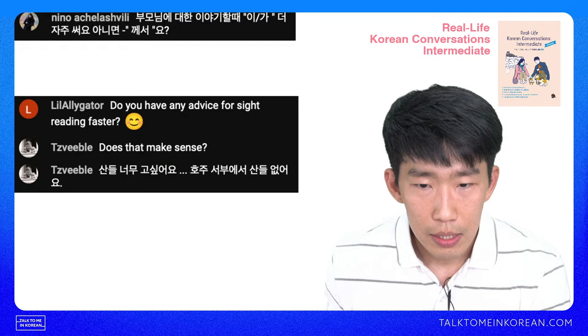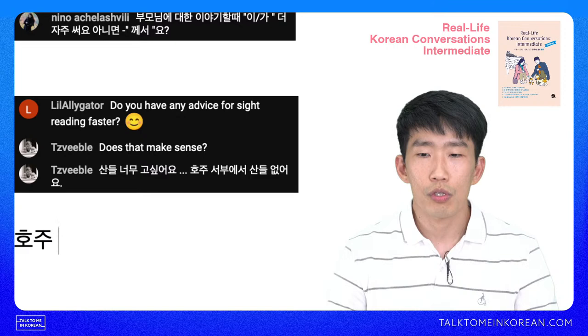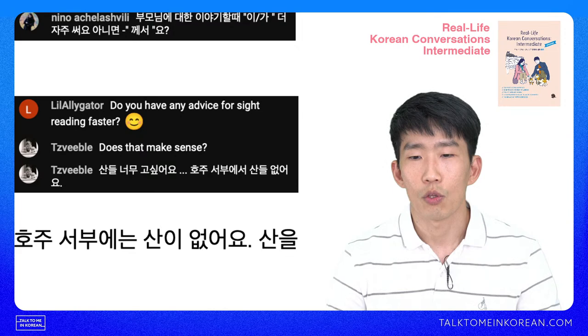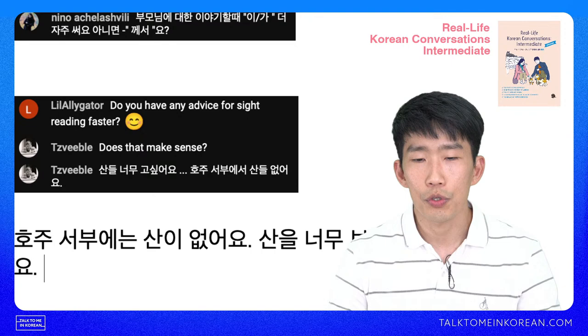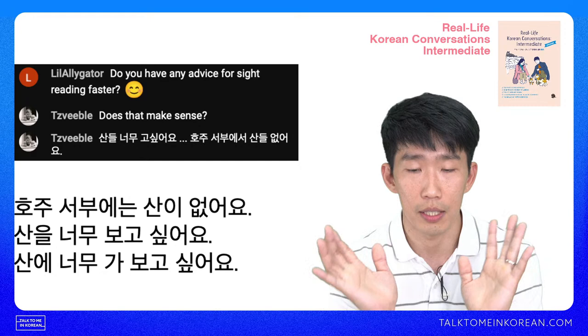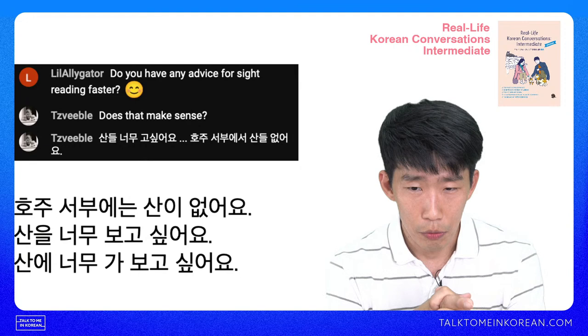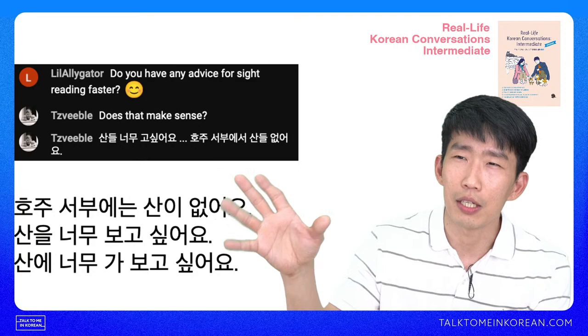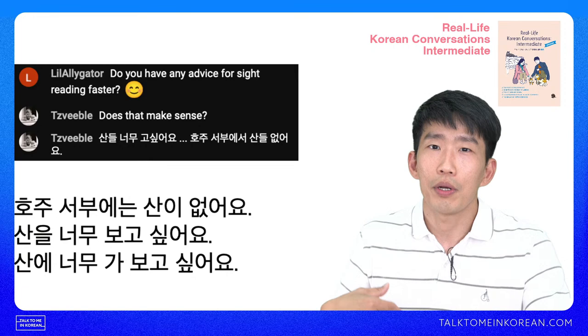And TZVBO says, does this make sense? 호주 서부에는 산이 없어요. 산을 너무 보고 싶어요. Or you can say 산에 너무 가보고 싶어요. You can say 가보고 싶어요 too because you are saying that in the west part of Australia, there are no mountains. You can say 가고 싶어요, but it'll sound like there are mountains to go to, but 가보고 means I wanna experience going to a mountain.